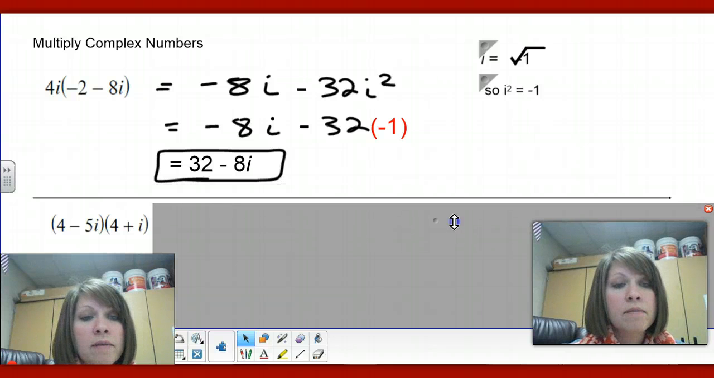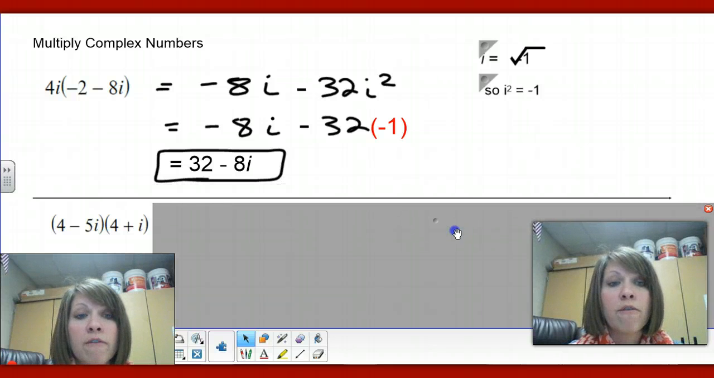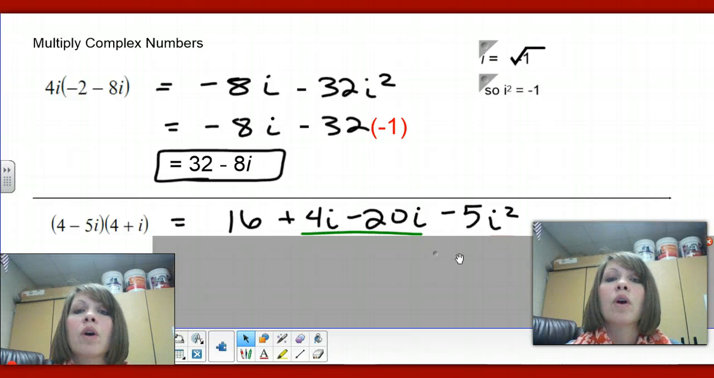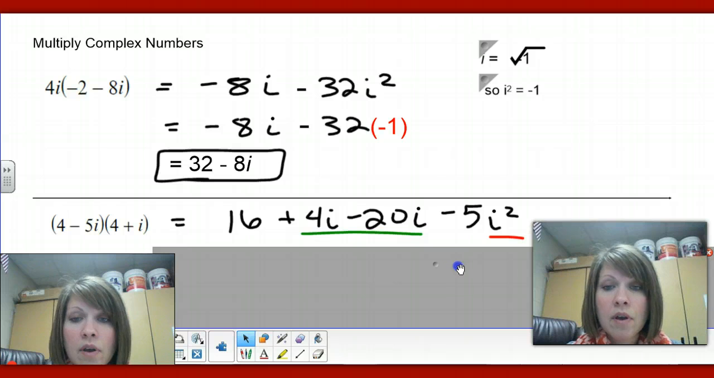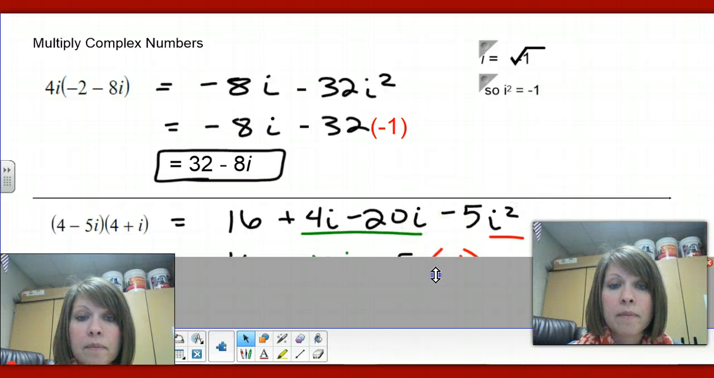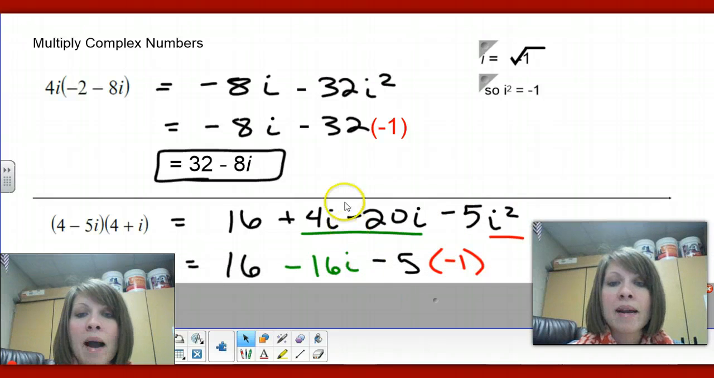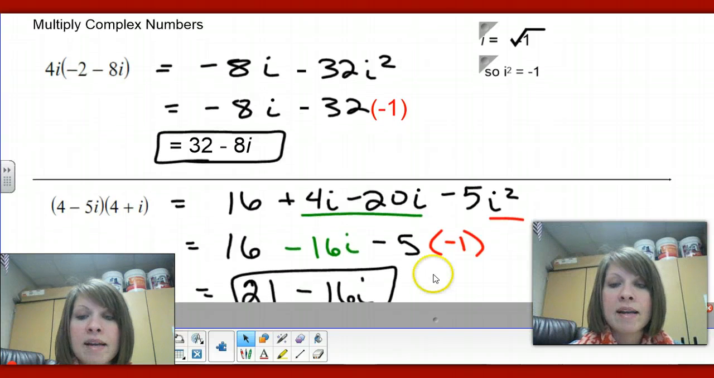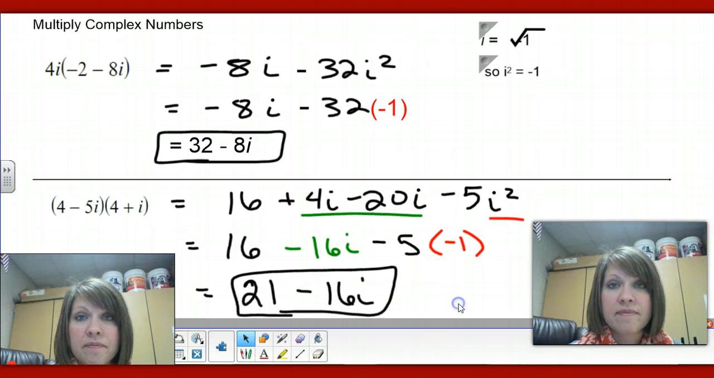For the second one, you're seeing two binomials multiplied. We're going to FOIL. 16 plus 4i minus 20i minus 5i squared. We're going to combine our like terms, and we're also going to take care of this i squared. Whenever you have i squared, we must change it to be negative 1. So 16 minus 16i, and then negative 5 times negative 1, which is really plus 5. So our answer is going to be 21 minus 16i.